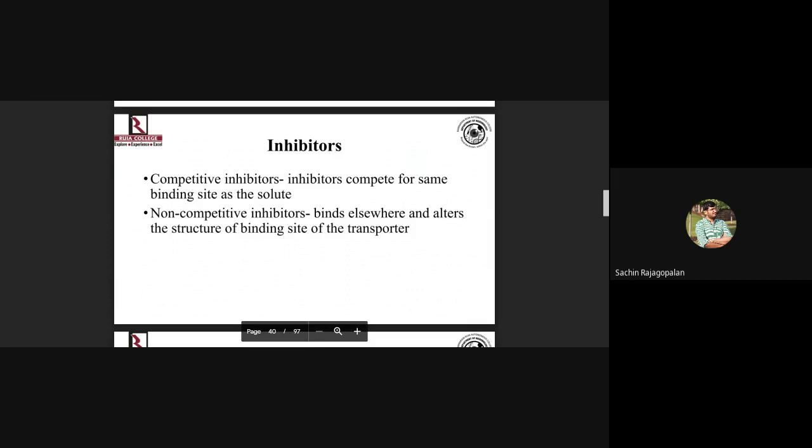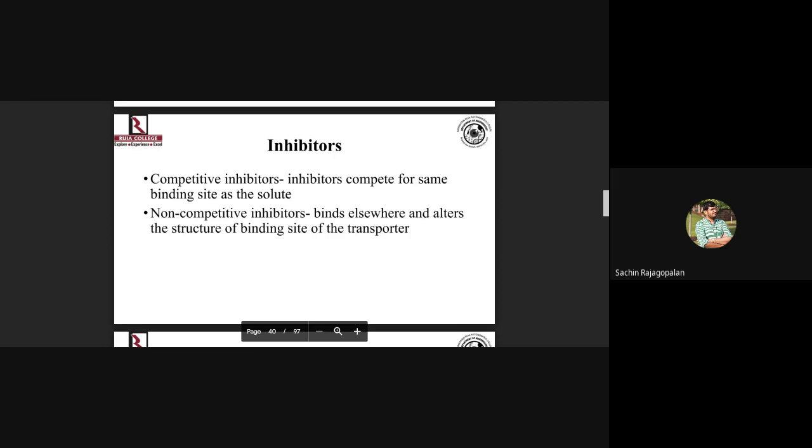Competitive inhibitors and non-competitive inhibitors are here also going to be seen. Competitive inhibitors are those which are very similar in terms of the structure and shape of the solute, and they have the ability to go and bind to the transporter, but they bind in such a way that they don't detach from there. So what's going to happen in such scenarios? These inhibitors are competing with the solute to bind to the transporter. And once they bind, they don't allow the transporter to interact with the solute. So transport has been halted.